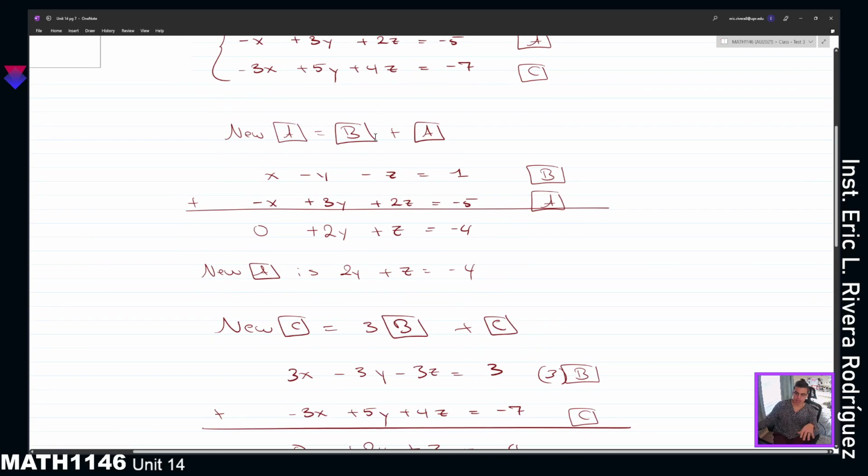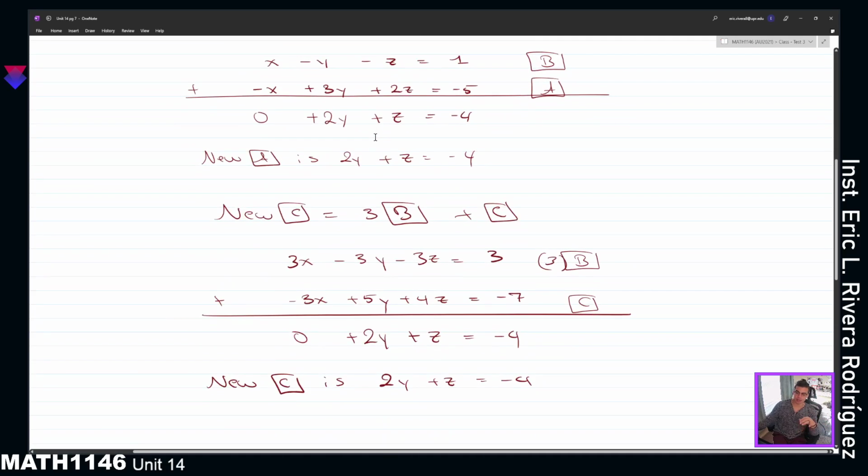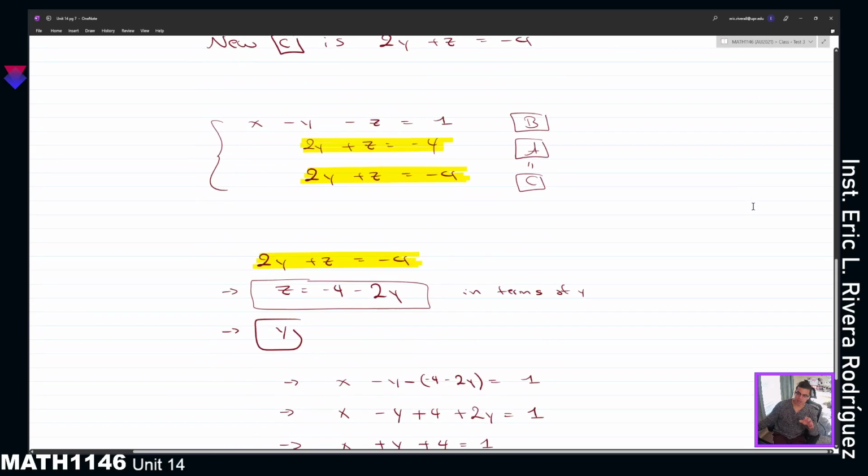To get the new A, to get the new C, I needed to multiply first B by 3 and then add them together. After I eliminated the x term from A and C, I noticed that I have two of the same equation. A and C are the same. In this scenario, I was able to find an expression for the infinite amount of solutions.